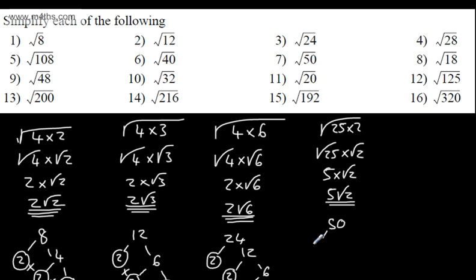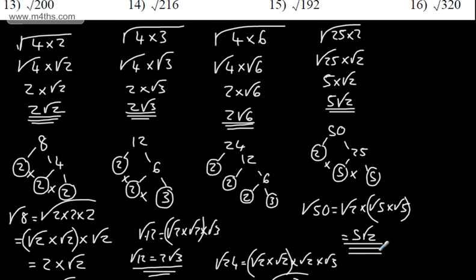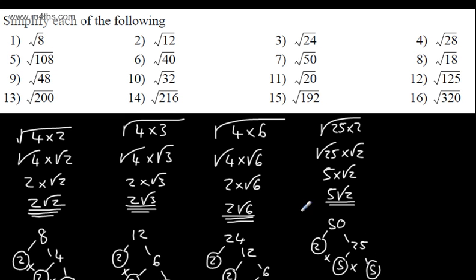Well, let's do 50. We'll divide that by 2, and that's going to give us 25. Can't divide that by 2, so we can divide that by 5, and that's going to give us 5. So as a product of its prime factors, it's 2 times by 5 times by 5. So we could say that the root of 50 is the root of 2 multiplied by the root of 5 multiplied by the root of 5. We have our pair, that's going to give us 5, so we can say it's now 5 times by the root of 2, or 5 root 2. So either way round, you can go ahead and find that.